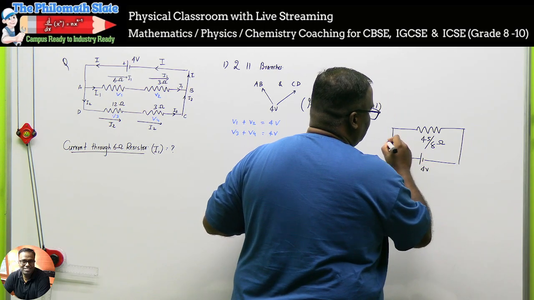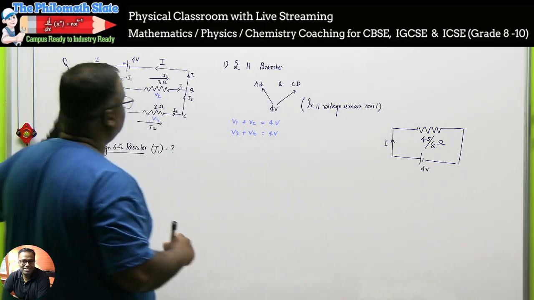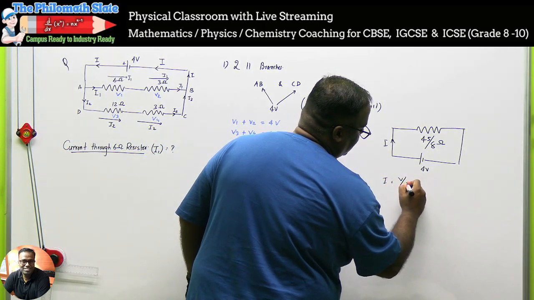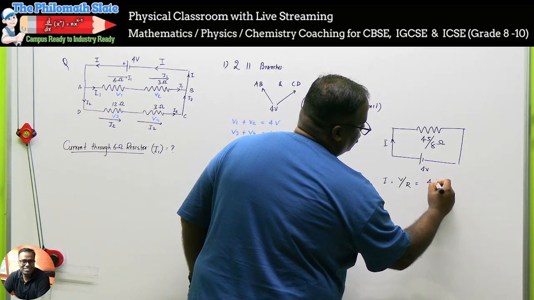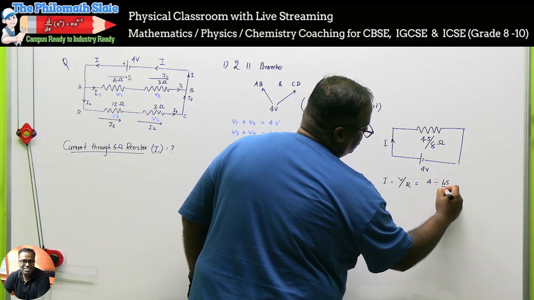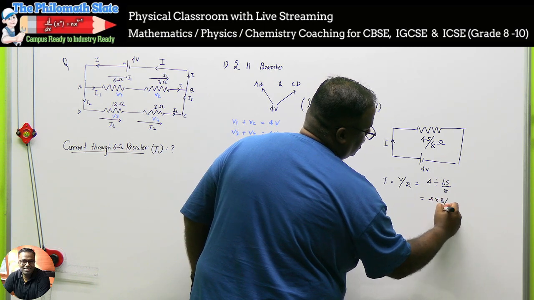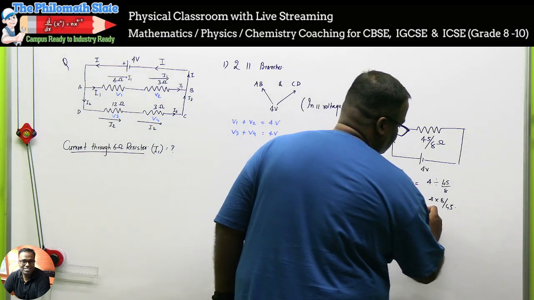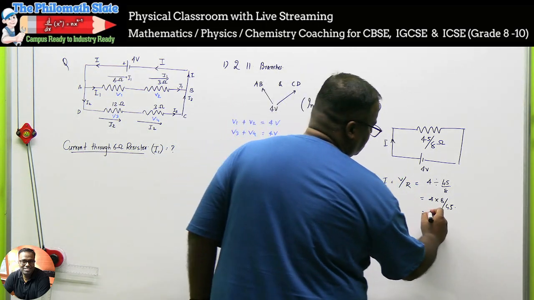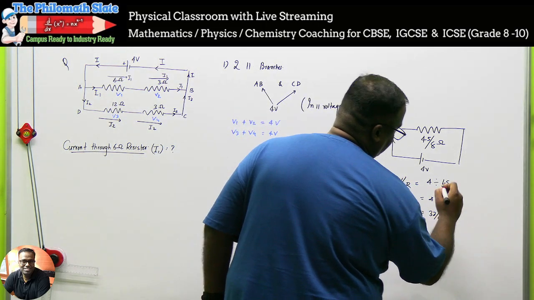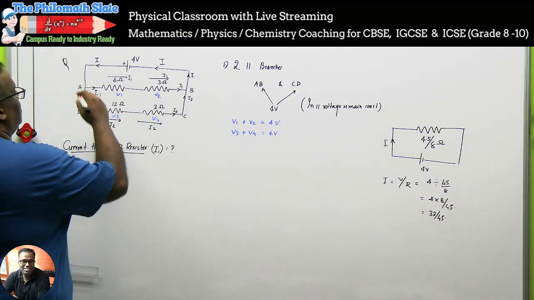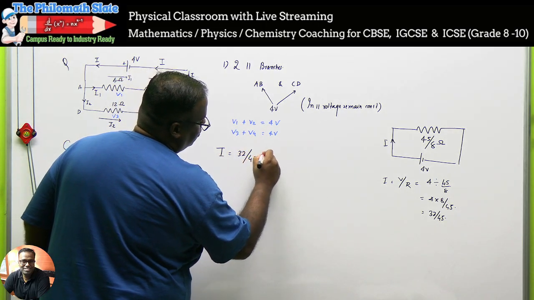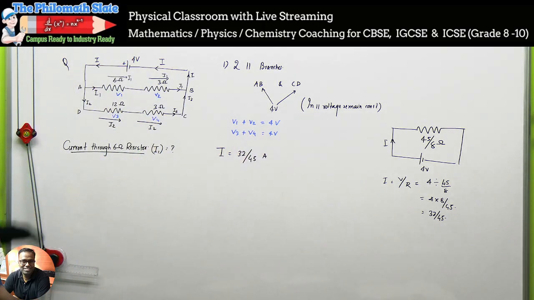Can you get me the circuit current now? I is equal to V by R. What is V? 4. 4 divided by 45 by 8 is equal to 4 into 8 by 45. How much did it come? 32 by 45. So the circuit current is 32 by 45 amperes.